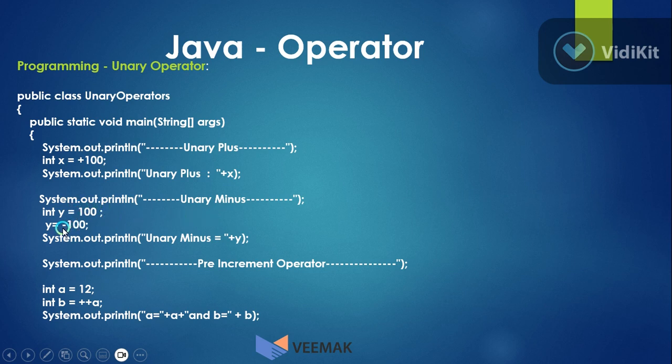Then unary minus. I am negating the value with the help of the minus operator. y = 100. Now I am giving minus. It will print the minus value. Pre-increment operator. That means first the value is incremented, then that is assigned to b. Right?